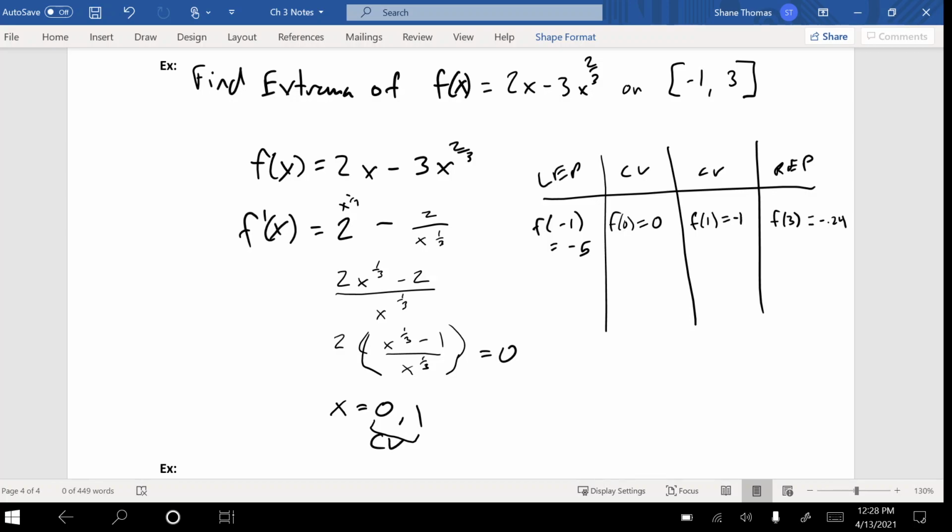All right, so what's my minimum value? It's at -1. My maximum value, 0.24 negative, that's negative, yeah. So it's 0. There we go. Done.